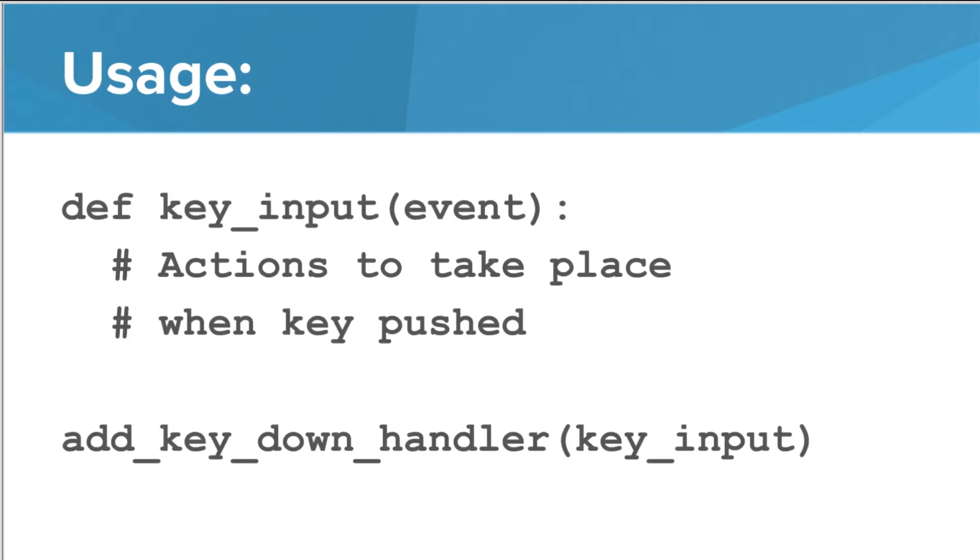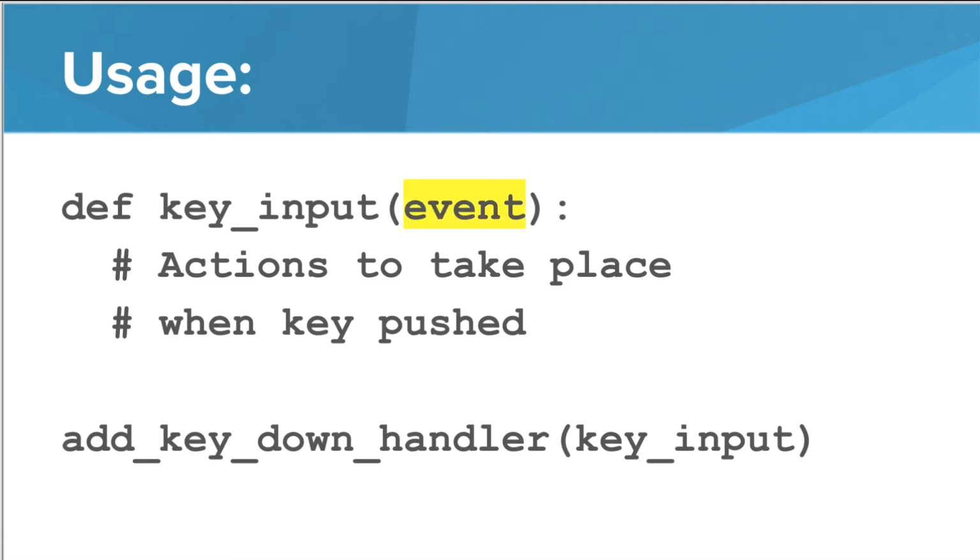So the basic usage is similar to our mouse event. We create a function that can have any name. In this example, we called it key input. Then we call the add key down handler function and pass the name of the function. Just like before, when we pass the name of the function, we do not include any parentheses or parameters.